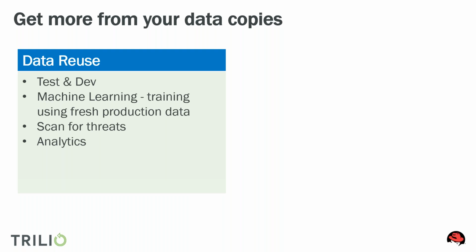So let me elaborate. The first use case is the data reuse. This is where you do more with your backup copy and your workload environment. The most popular example is test and dev, where a copy is used to bring in realistic production data into QA. Another is machine learning. You have fresh data. You already have that as a copy in your backup. Now you can use that copy to train machine learning. Scan for threats is an example. One of our customers actually uses the backup copies in a non-disruptive way to run offline vulnerability scans on that data.